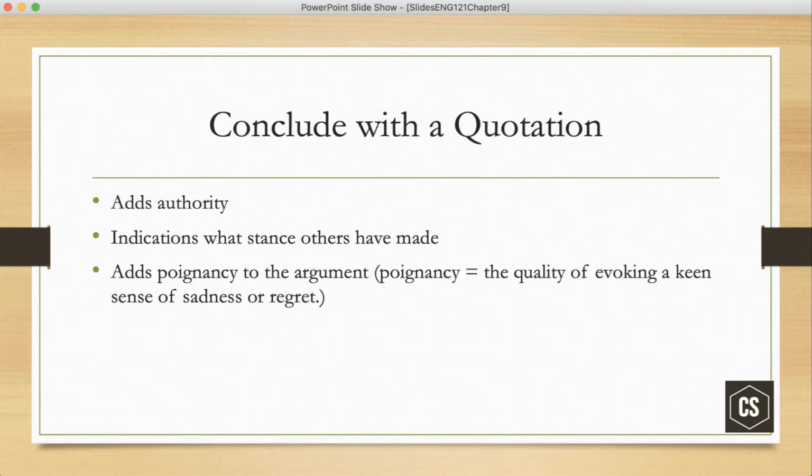Conclude with a quotation. The best part about this is it adds to your authority and your credibility when you use a quotation, particularly when it's relevant. It indicates what stance others have made, so you're kind of borrowing their credibility, and it adds poignancy to the argument, which just means the quality of evoking a keen sense of sadness or regret. So these are the kind of essays where you have a conclusion and they leave you feeling a little bit morose or a little bit sad because the quotation gives you that feeling of emotional resonance that you want with your reader, to be honest.